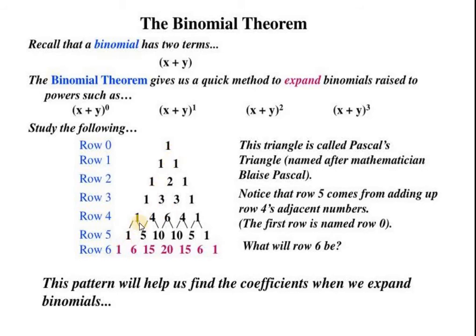So we see here a triangle. This triangle is called Pascal triangle, named after the mathematician Blaise Pascal. Notice that row 5 comes from adding up row 4's adjacent numbers. The first row is named row 0, or the 0th row. What will be row 6? Row 6 can be obtained by using the 5th row. This pattern will help us find the coefficients when we expand binomials.